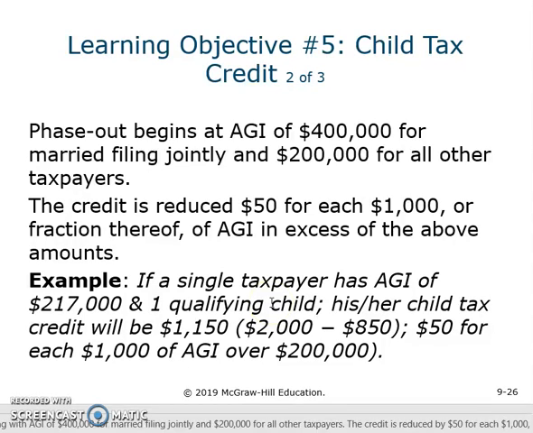The credit is reduced by $50 for each $1,000 or fraction thereof of AGI in excess of the above amounts. So if we have a single taxpayer who has AGI of $217,000 and has one qualifying child, his or her tax credit would be limited to $1,150, since we need to decrease it by $50 for each $1,000 of AGI over $200,000. The $2,000 child tax credit would be reduced by $850.